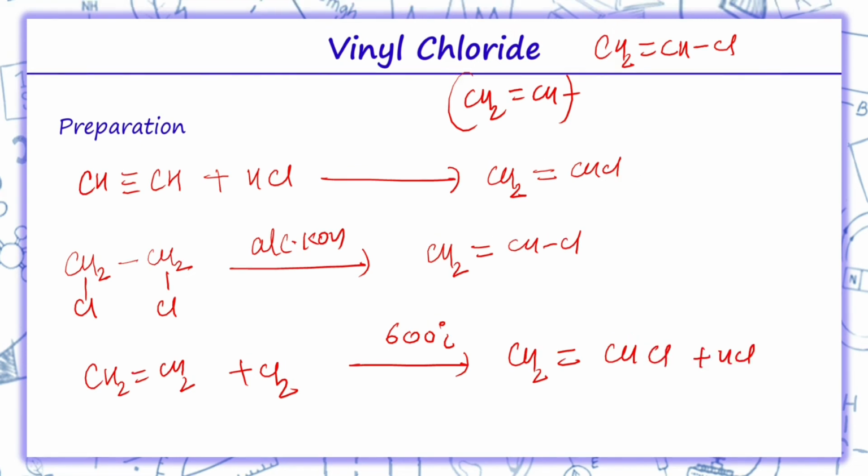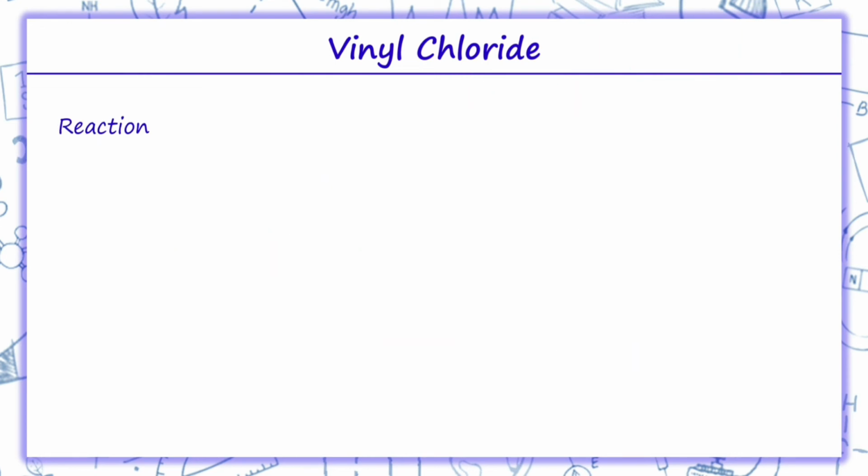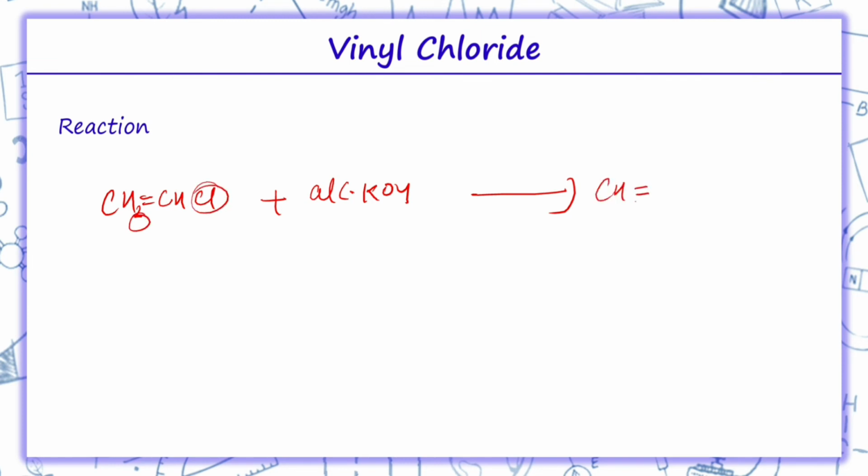And so this is how vinyl chloride is prepared by three methods: ethyne, vicinal dihalide and ethene. The reaction of vinyl chloride: we have CH2=CHCl. When it reacts with alcoholic KOH, which performs hydrohalogenation, that is removal of hydrogen and halogen, we get acetylene plus HCl.